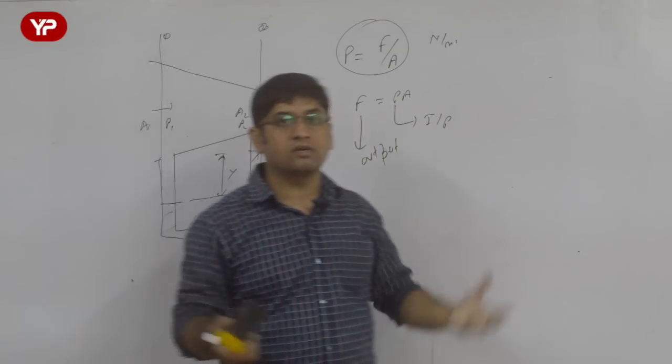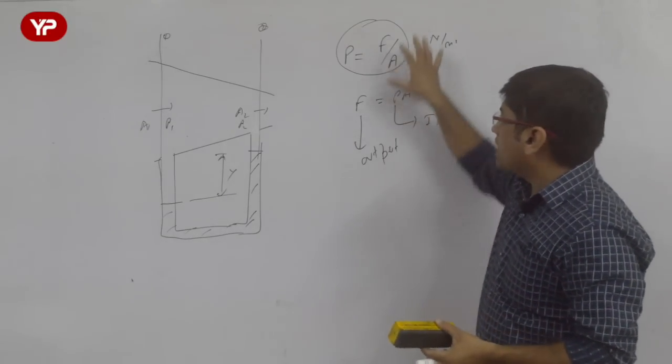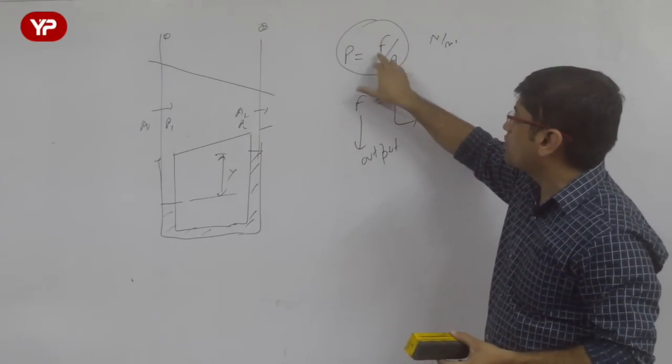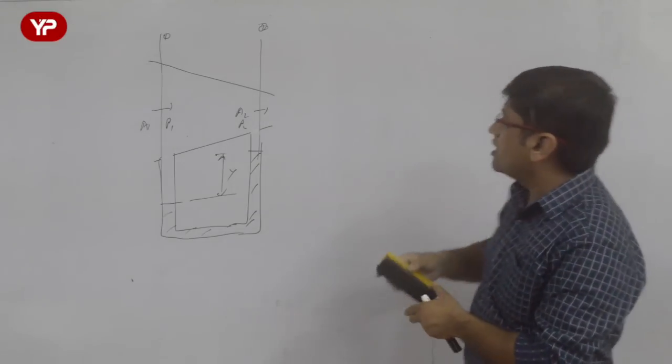Pressure is because of intermolecular collision. It does not depend upon the force. Hence, you should always know that this particular formula is used to calculate force, not pressure. Number one. Number two, why is pressure related to area?